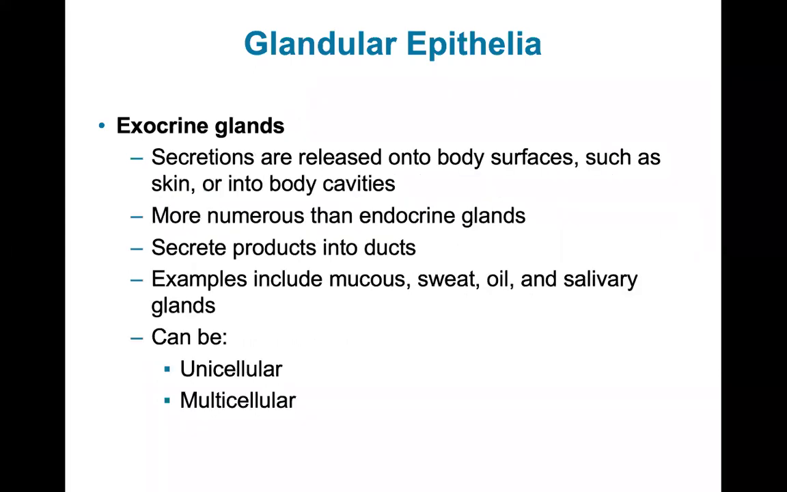Exocrine glands, these are secretions that are released onto body surfaces such as skin or into the body cavities. Exocrine glands are more numerous than endocrine glands. They secrete their products into ducts. And examples would include mucus, sweat, oil, and salivary glands. These can either be unicellular or multicellular. All endocrine glands will be multicellular. Forgot to mention that on the prior slide. Exocrine glands typically are what we refer to as localized secretions.